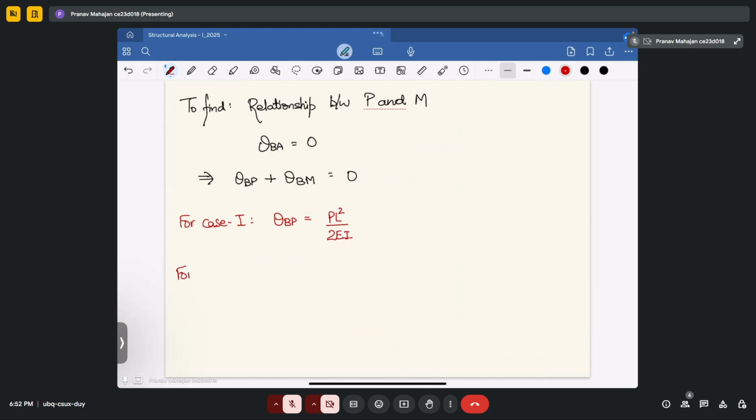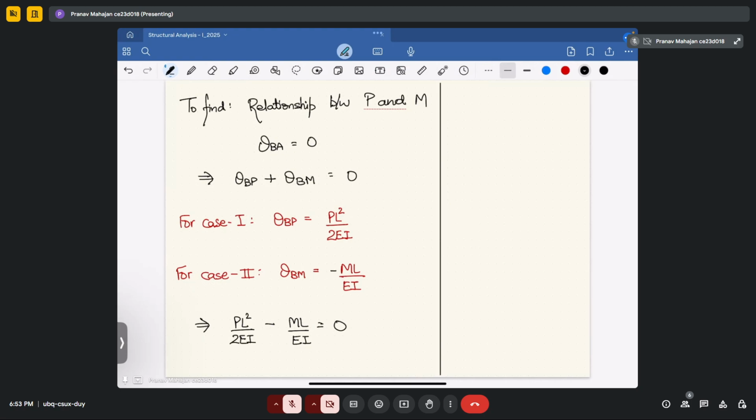And for case 2, your theta BM will be equal to ML upon EI. Fine till this point. So now if you want to find the relationship between them, how will you find it? We will take PL square upon 2EI minus ML upon EI to be equal to 0.